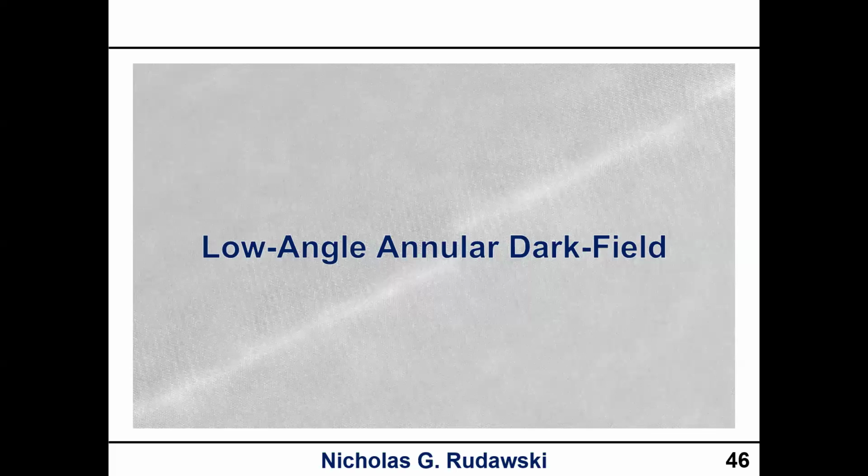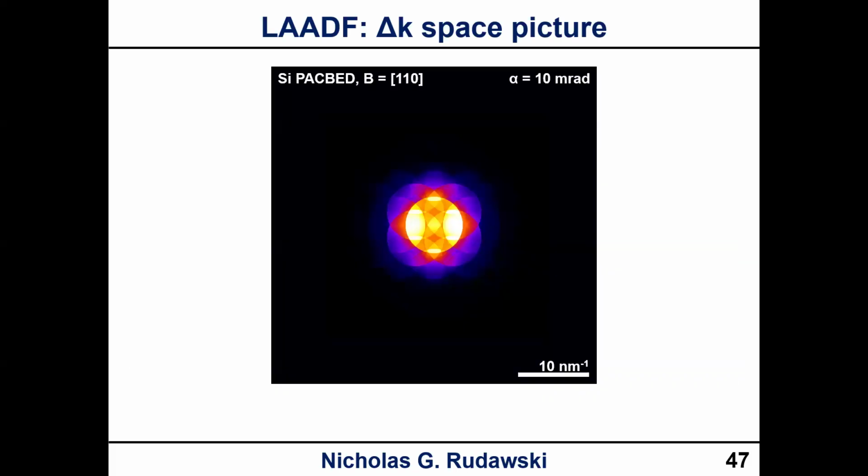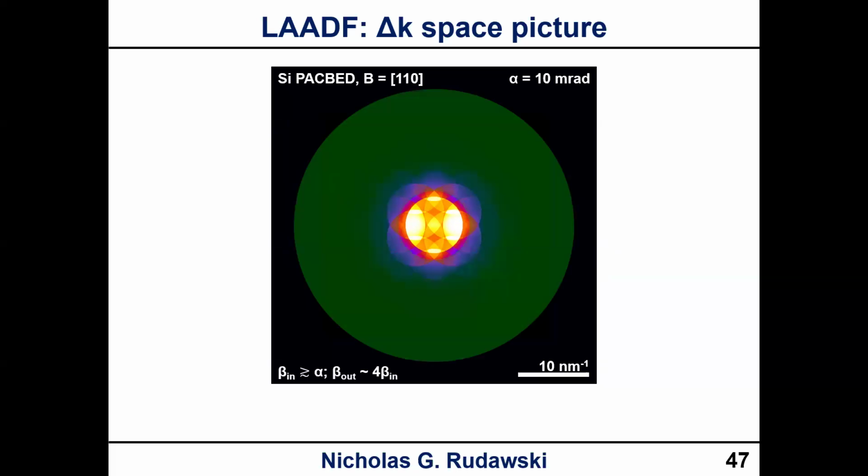Okay, so we're going to transition here to what's called low-angle annular dark field. And again, here's the pack bed picture. So now we have silicon with a semi-angle of convergence of 10 millirad along 110. Now my inner collection angle is slightly larger than alpha. The outer collection angle is typically going to be about 4 times that, based on the typical dimensions of the annular detectors. But the key point here is the inner angle being slightly greater than alpha.